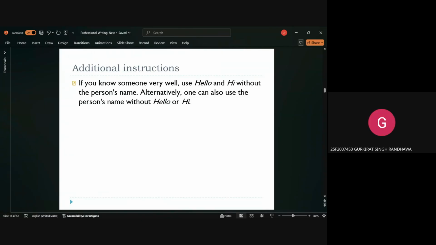Ma'am, I have a question. Yeah, Parveen, go ahead. Yeah. So, at times we need to send a carbon copy or blind carbon copy. Then in those cases, how would we write this salutation?